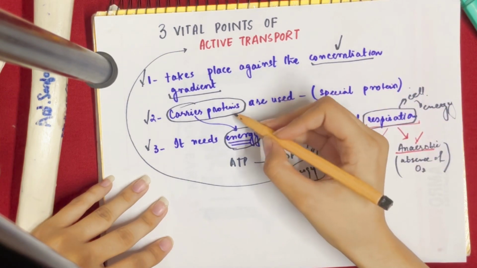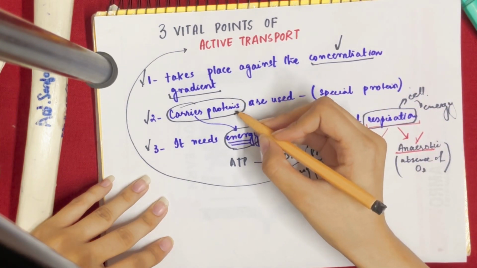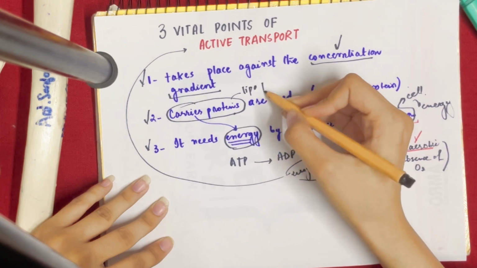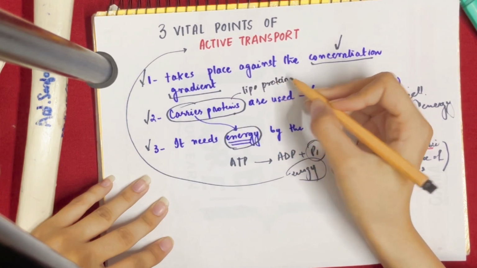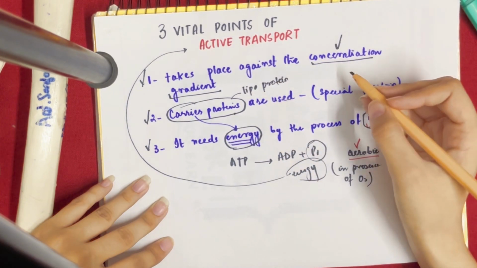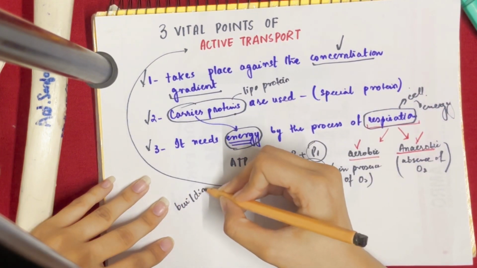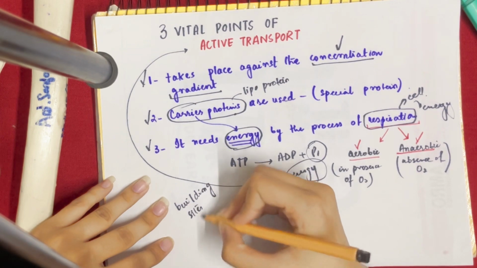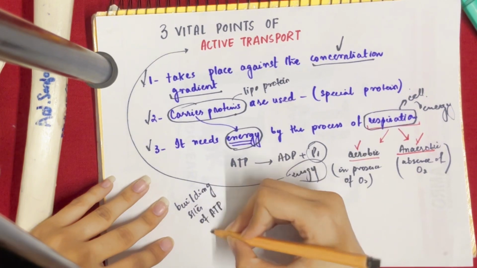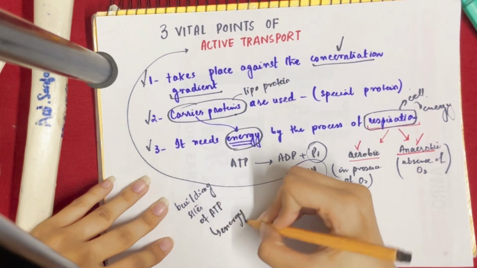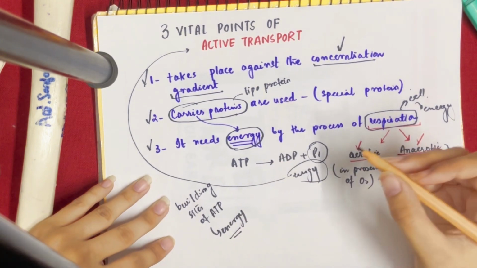Next is that it requires a carrier protein, as the carrier proteins are mostly lipoproteins that are embedded in the membrane structure, and they are the building sites of the ATP. What does the carrier protein function at? It functions at the building sites of ATP, where ATP is synthesized and releases the energy that is used for the process of active transport.